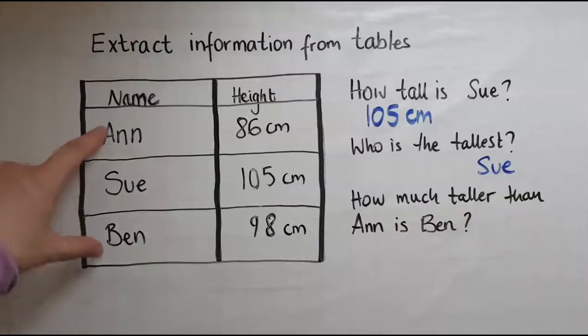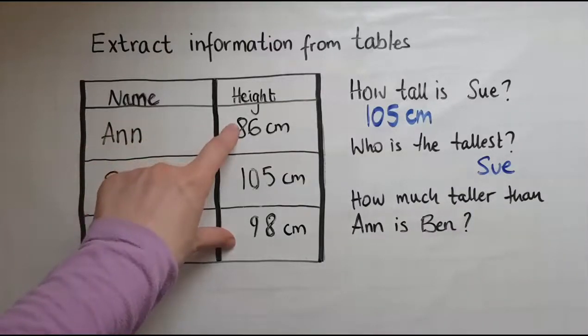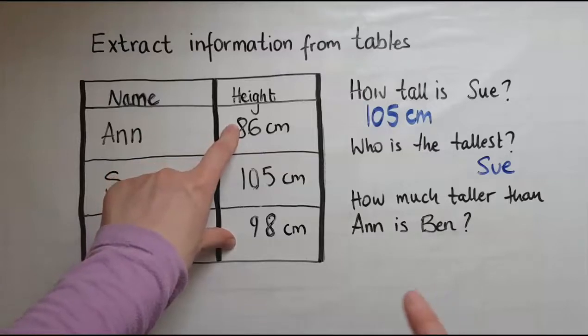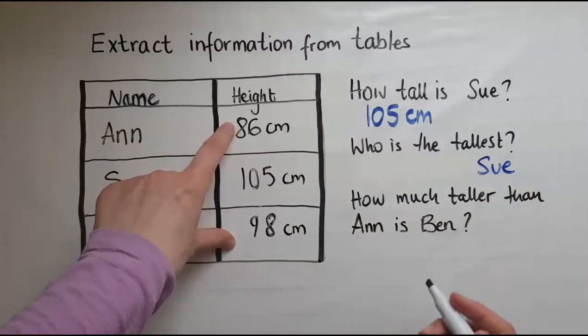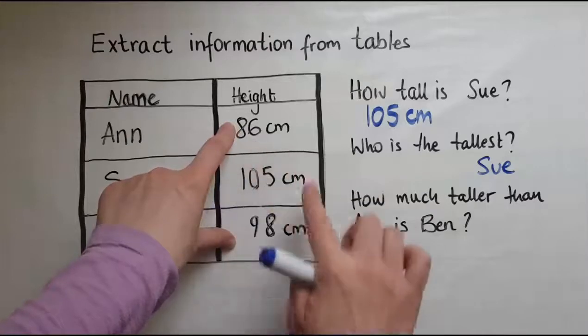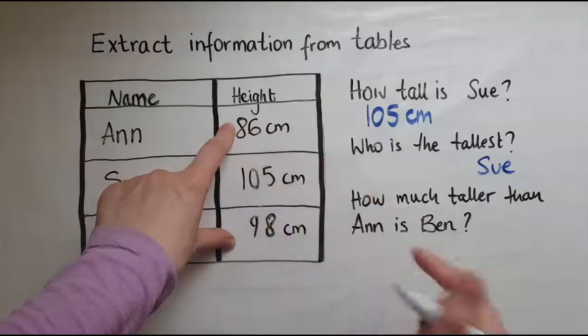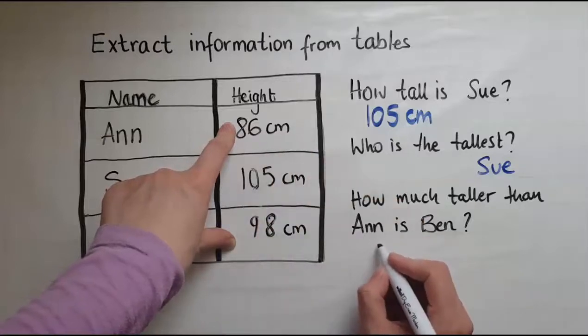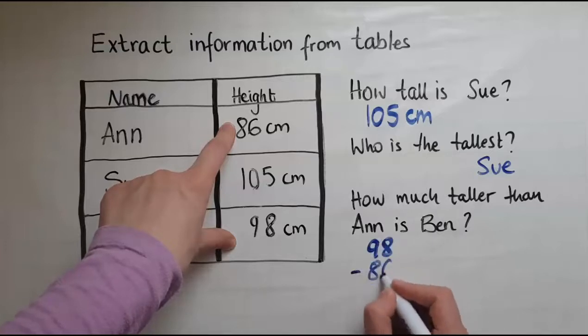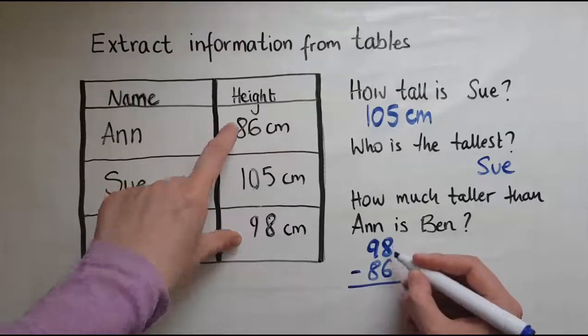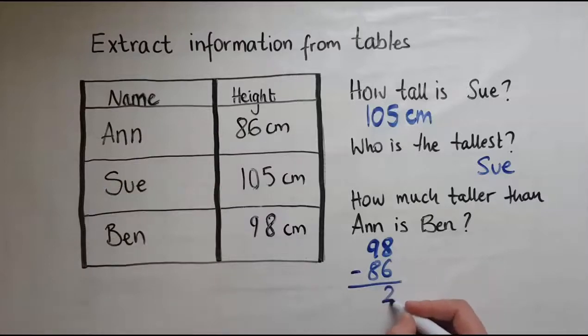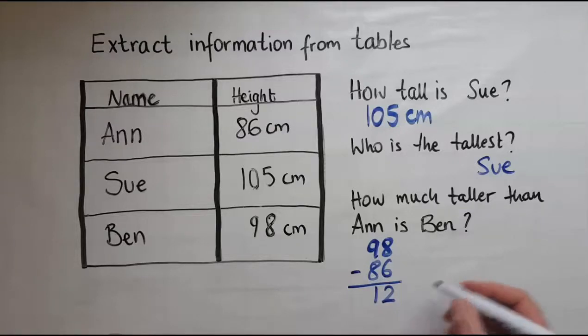So we're looking at Anne and Ben and we're comparing 86 with 98. So how much extra? How much taller? So 86, 98, so this is higher, so I'm going to have to take away. So I've got 98 and I'll take away 86. So we got 8 take away 6 leaves me with 2, 9 take away 8 leaves me with 1. So that is 12 centimeters.